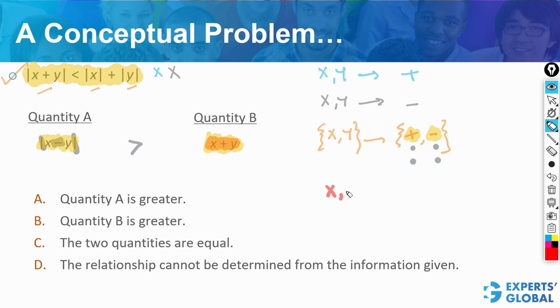In one example, we can take x as positive and y as negative. In the other example, we can take x as negative and y as positive. And you will see that in both these cases, quantity A will turn out to be greater. Therefore, for all values satisfying the original inequation, quantity A will always be greater than quantity B. Therefore, A is going to be the correct answer choice.